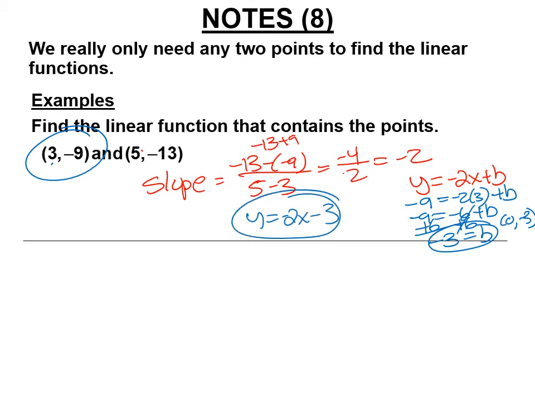Right? It's the same as the tables, except it looks different. When x is 3, y is negative 9. When x is 5, y is negative 13. You just don't have all those points, and you can't see the pattern really anymore.